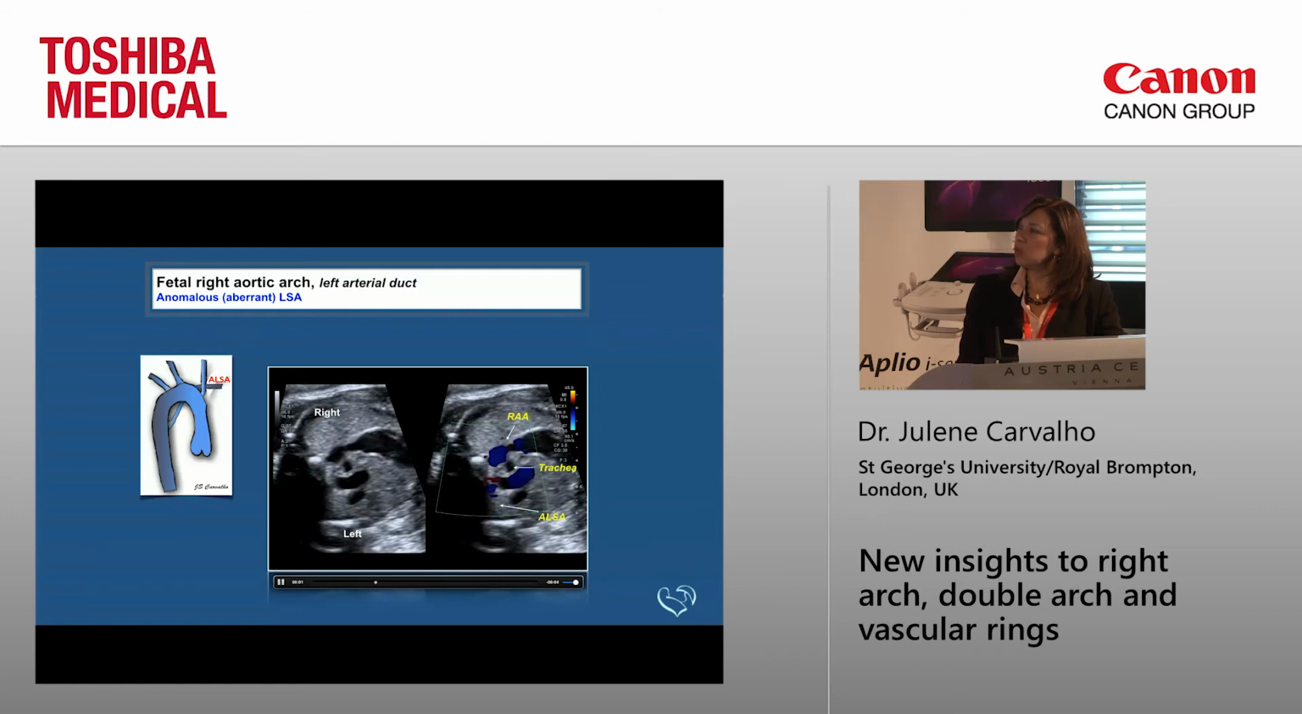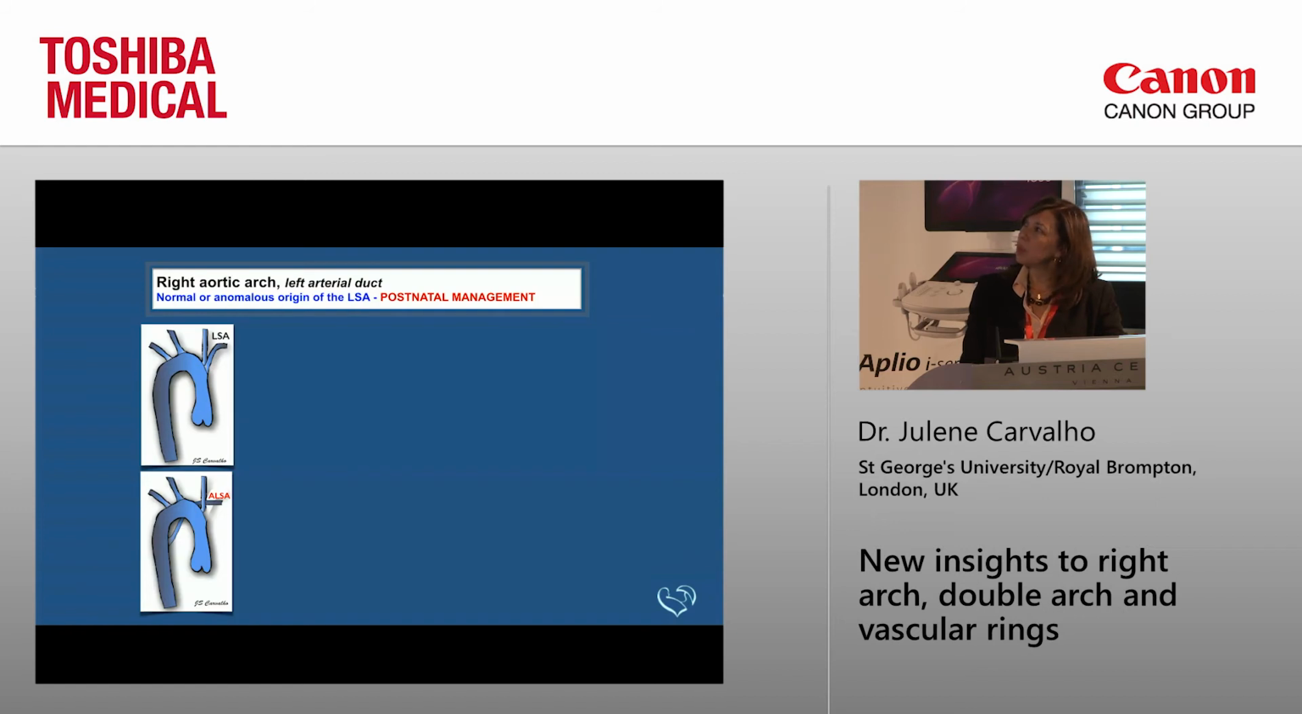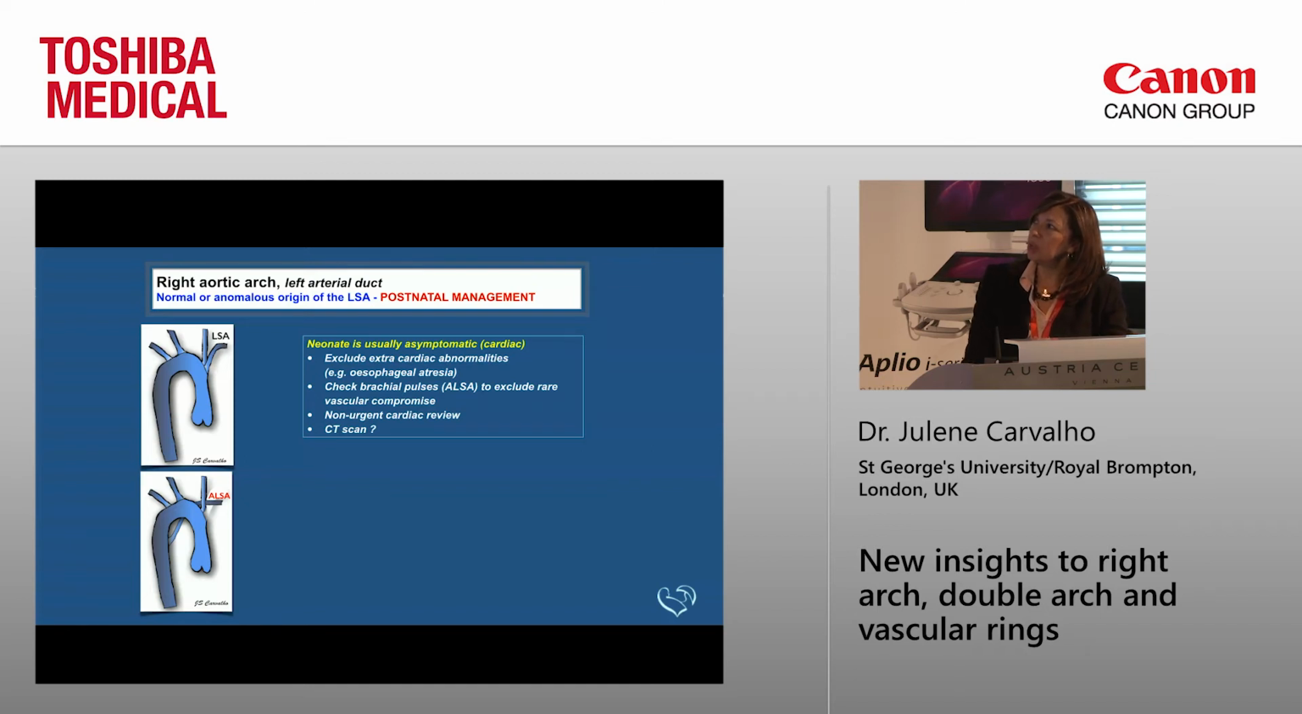Very clearly shown. Usually you need the color to demonstrate that. So, postnatal management in the neonate: right arch, left duct with a normal origin. It does not form a vascular ring. You just need to think more about extracardiac abnormalities and chromosomal abnormalities. Check the pulses just to reassure the family that there are no issues, particularly if you have an aberrant subclavian artery.